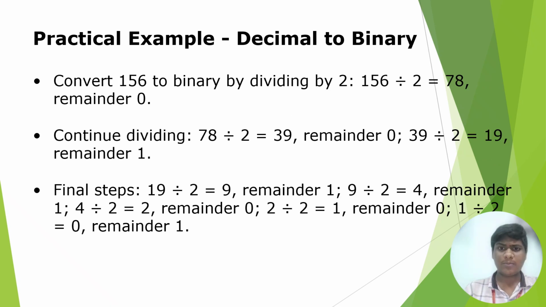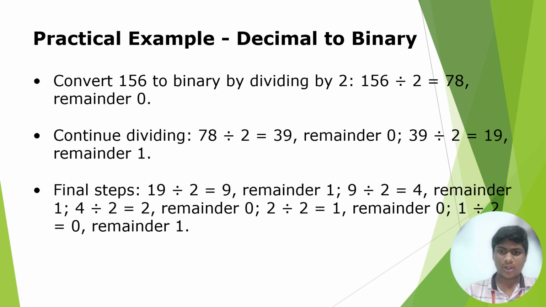Practical example: decimal to binary. Converting 156 to binary by dividing by 2. 156 divided by 2, quotient is 78 and remainder is 0. Continuing, 78 divided by 2, quotient is 39 and remainder is 0. 39 divided by 2, quotient is 19 and remainder is 1. Next, 19 divided by 2, quotient is 9.